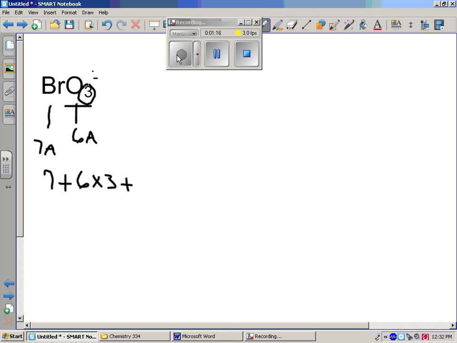And then, because I see this -1 charge, that tells me that my group overall has an additional 1 electron. If it was -2, it would be +2 electrons, -3, +3 electrons, and so forth. So I add up my total, as before, 7 plus 6 times 3, which is 18, plus 1 gives me a total of 26 valence electrons to show in my drawing.